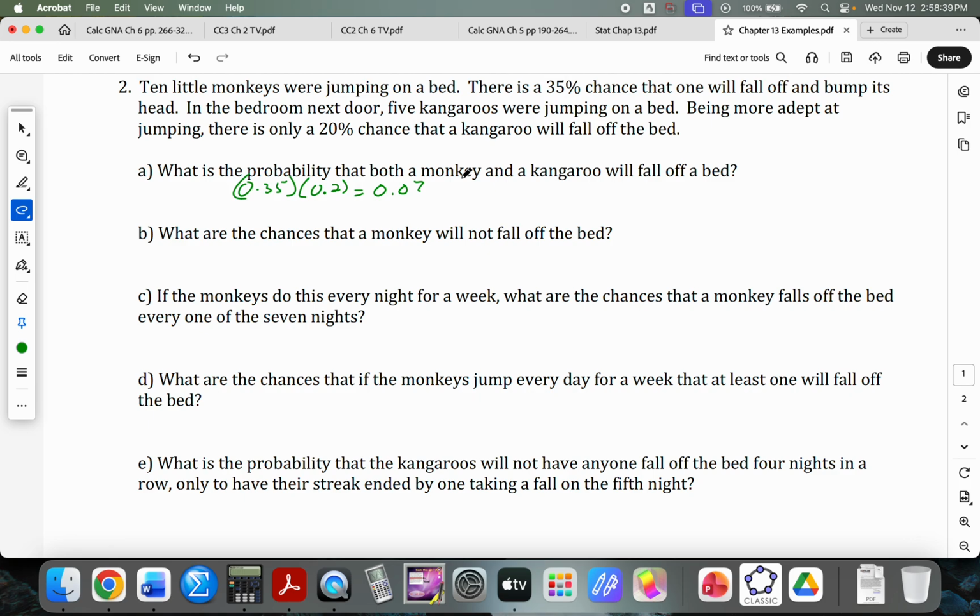What are the chances that a monkey will not fall off the bed? 0.65. Because it's 1 minus 0.35. That's the complement.